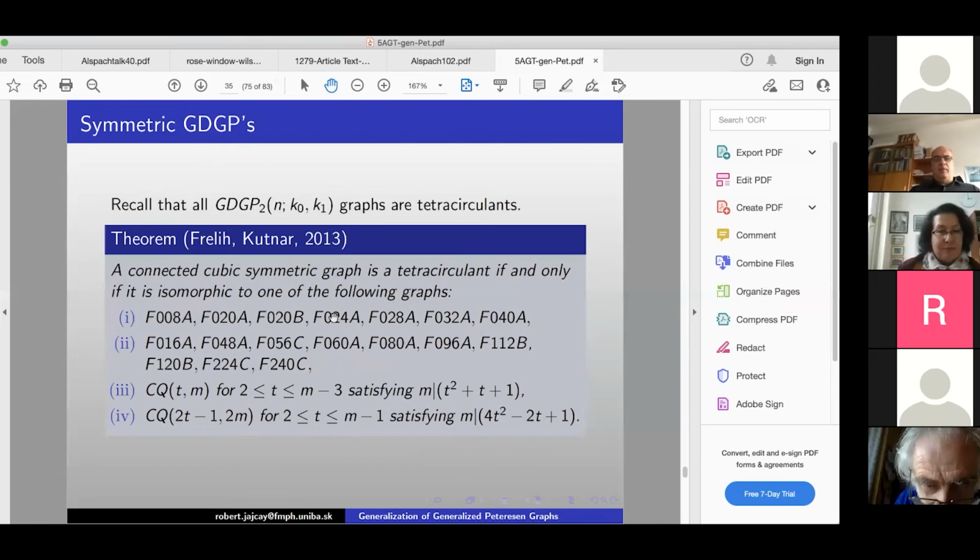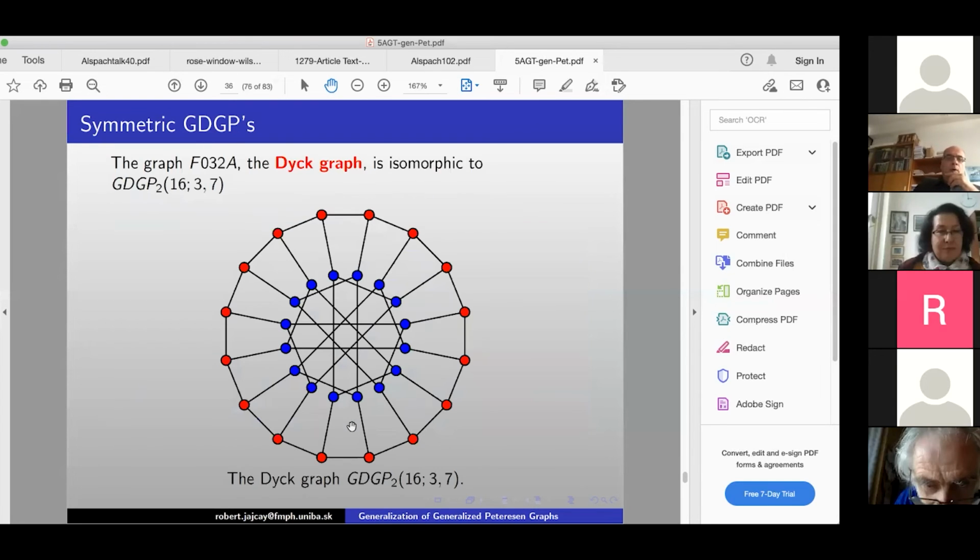And here's the complete list. These are finite lists, and then there are 2 infinite families. In order to answer which GDGPs with groups of size 2 are symmetric, you just have to compare with this list. I will just show you one example. The Dyck graph, which is in the Foster census, F032.8, is isomorphic to GDGP 21637. So this is a symmetric group divisible generalized Petersen graph, one of the examples.